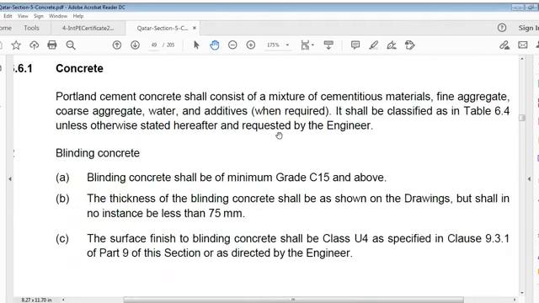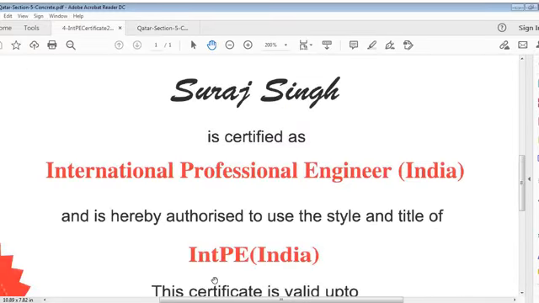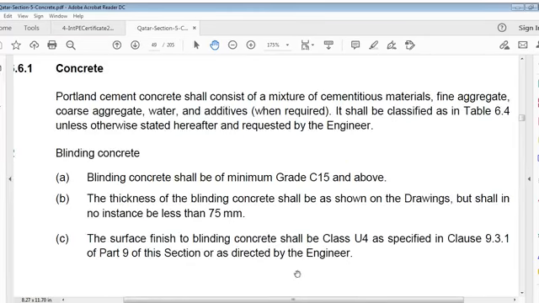Concrete. Portland cement concrete shall consist of a mixture of cementitious materials, fine aggregate, coarse aggregate, water and additives when required. It shall be classified as given in Table 6.4 unless otherwise stated hereinafter and requested by the engineer.